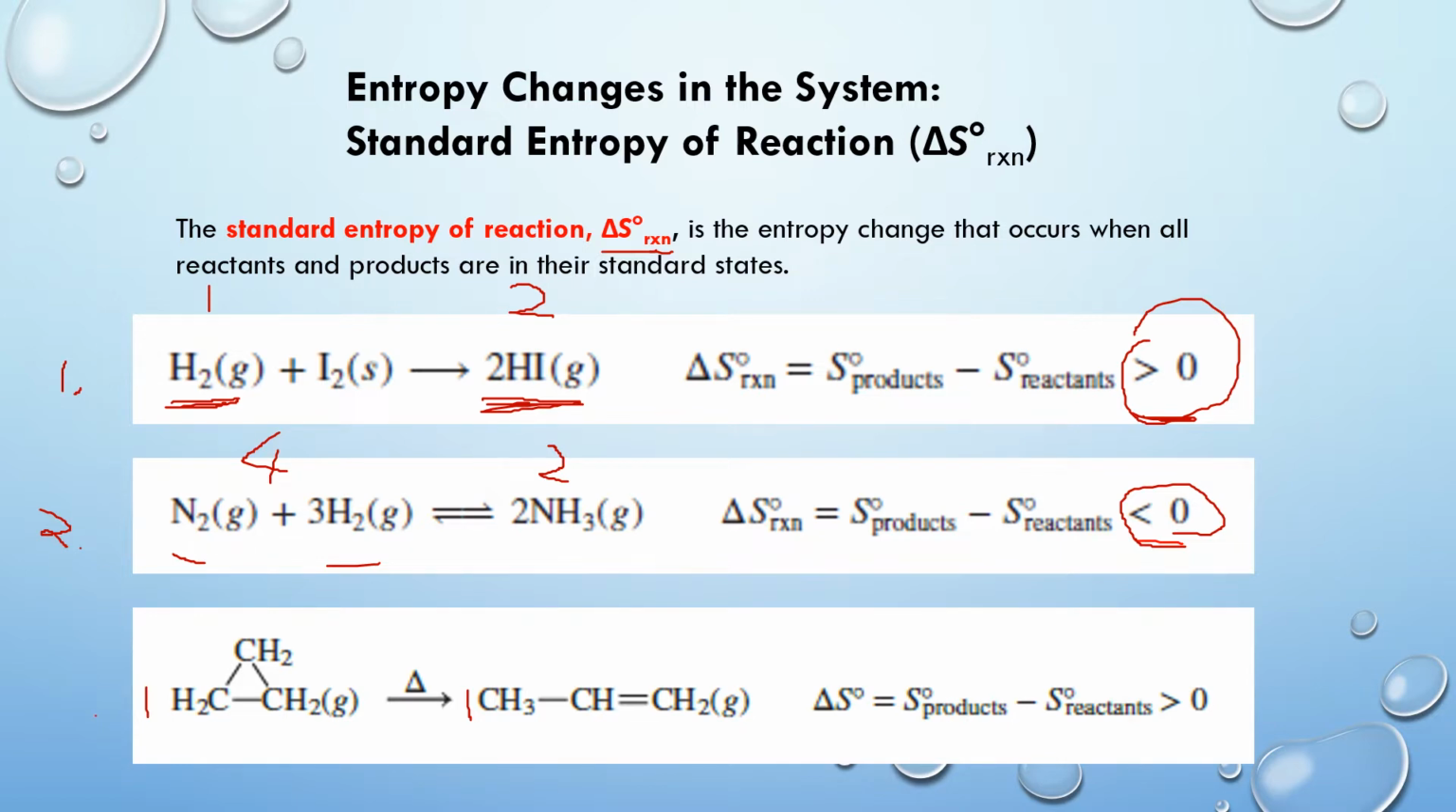For example, in this case, we have this ring structure. After we heat it, it opens up. Compared to the ring structure, this chain structure will have more freedom. The ring structure is confined, so it limits the movement of these carbons. But once it becomes a chain, these carbons have more freedom. So the product has a higher entropy than the reactant, so it's still greater than 0.